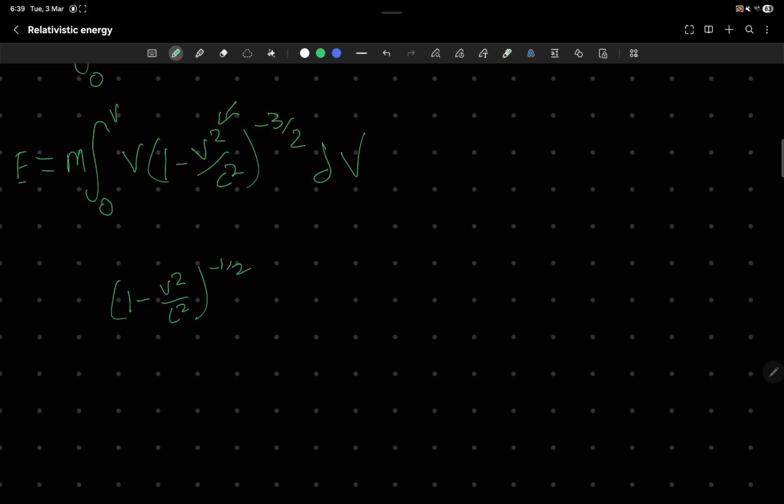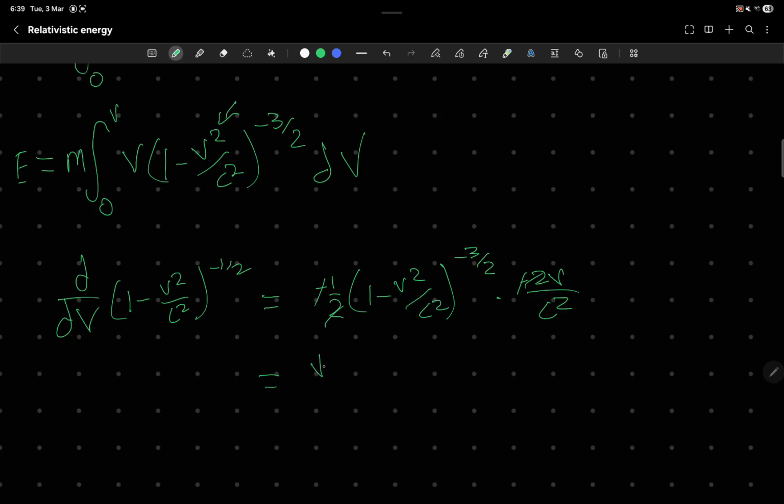And then I'm going to differentiate that with respect to velocity, because I'm integrating with respect to velocity. So I want to do the reverse to find the answer, and see what sort of factors show up. So if we differentiate that, we get a minus a half, 1 minus v squared upon c squared to the minus 3 halves times negative 2v on c squared, because that's the differentiation of the inner function. Instantly the minus and the minus will cancel, the 2's will cancel, so we get v upon c squared times 1 minus v squared upon c squared to the minus 3 halves.